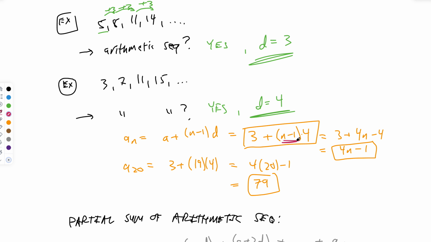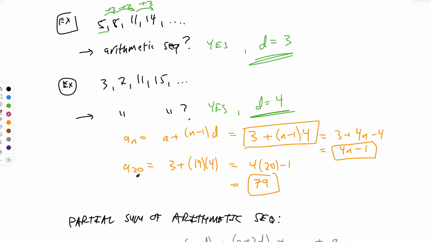N is just n. We don't know what we're plugging in yet. We're just plugging in some arbitrary n, and then the difference is 4. So this would be a totally acceptable answer for us. We just plug in our values, we get this. If you want, you could expand this out and simplify a little bit more. You get 4n minus 1. It also works, right? So these are equivalent. So either would be fine.